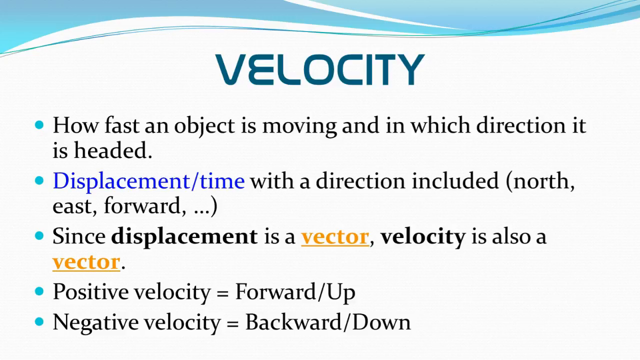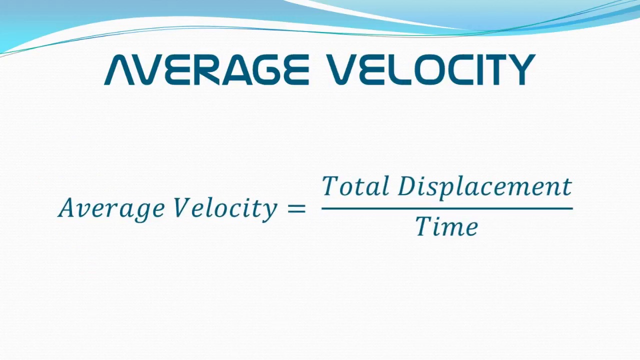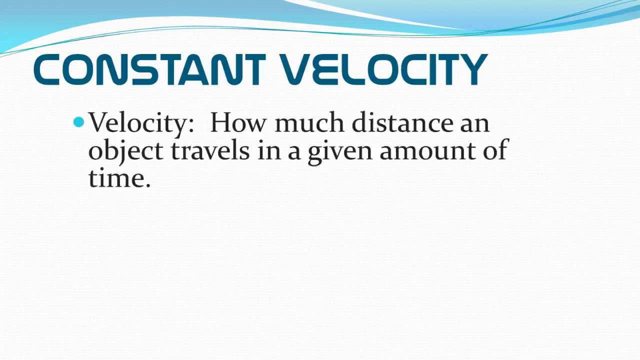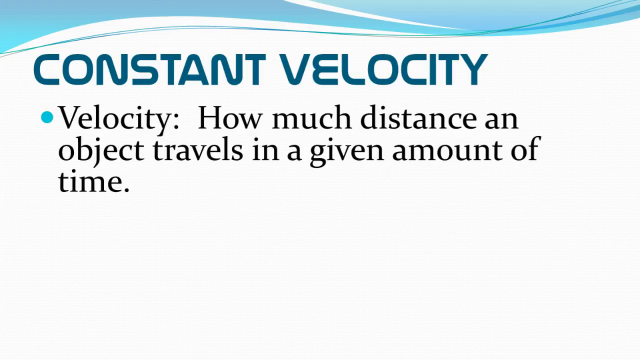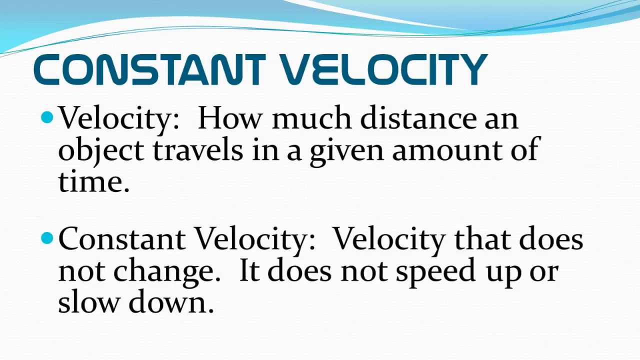So in some cases, you may not always be told the direction forwards, backwards, up, down, but the sign of your velocity automatically tells you whether you're going forwards, backwards, up, or down. To calculate average velocity, take the total displacement divided by the total time. We already know that velocity is how much distance an object travels in a given amount of time. Constant velocity is velocity that does not change. It does not speed up. It does not slow down. You start and finish moving at the same exact velocity.